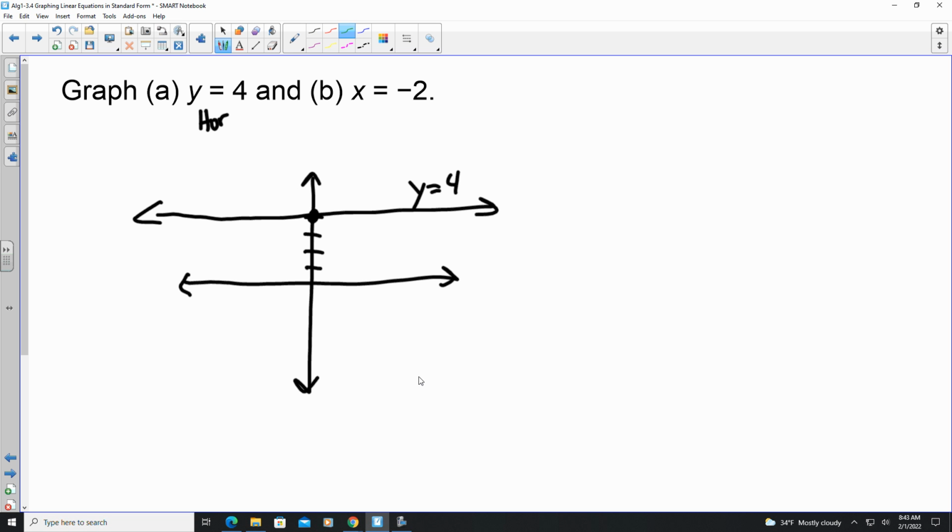If I want to look at this one here, x is equal to -2. Since it's x, I know that it's going to be a vertical line, and then I go to where x is -2: -1, -2, it's right here. My vertical line is located right there.